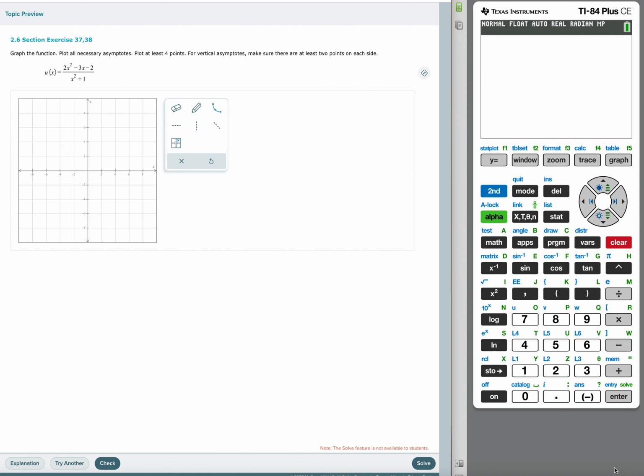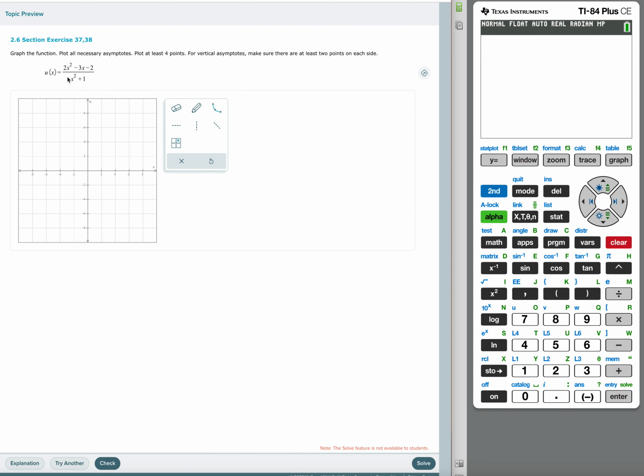Section 2.6, number 7 in the assignment. Here we are going to graph this rational function. We'll begin with our asymptotes, and then we will need to plot at least 4 points. And if there are vertical asymptotes, we need to make sure there are at least 2 points on each side. So let's talk about that.